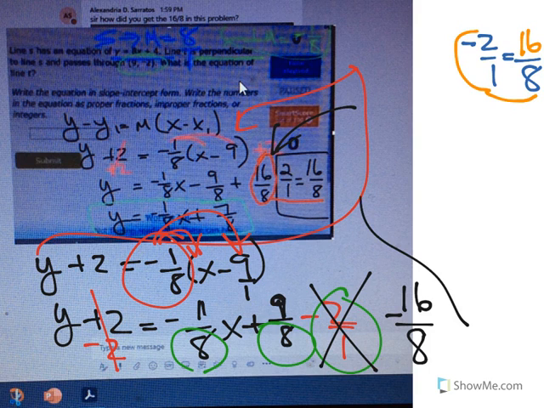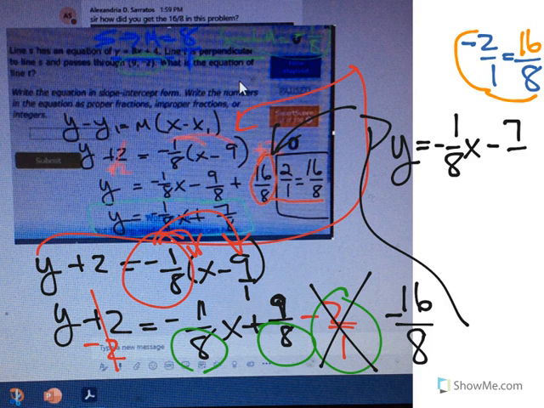So lastly, I'm just going to go right up here and do my final answer. I should get y equals negative 11 over 8. I'm sorry, negative 1 over 8. I don't know why I said 11. 1 over 8 x. And then 9 minus 16 is negative 7 over 8. And this actually should have been the correct response. Okay?